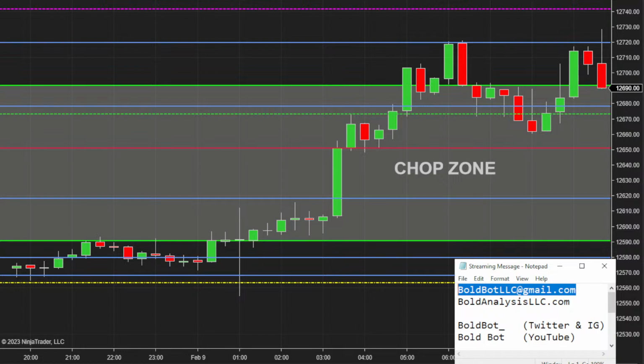So we're back to the chop zone. Kind of talked about this option too. It's good to have multiple options in mind.